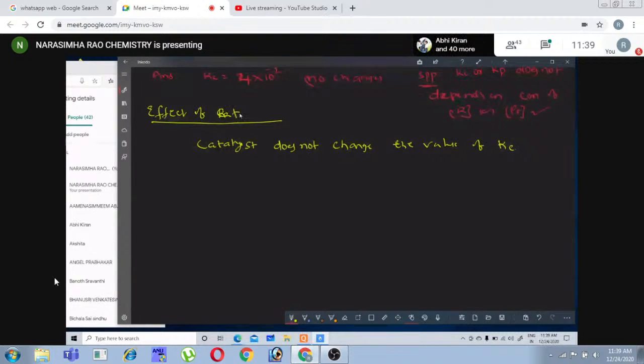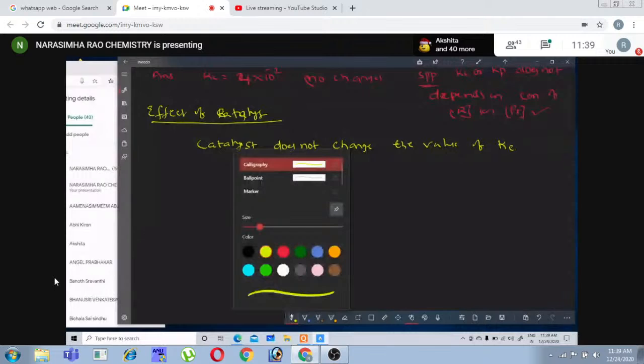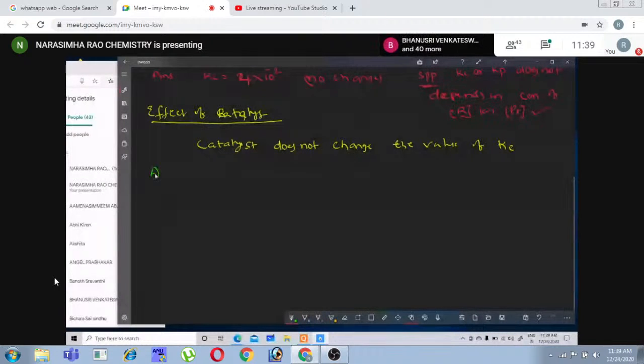Okay. Now, the last factor is the addition of inert gas. Sir, does it affect Kp, sir? Does a catalyst affect the Kp value, sir? No. Kc or Kp, both. Okay. Addition of inert gas.